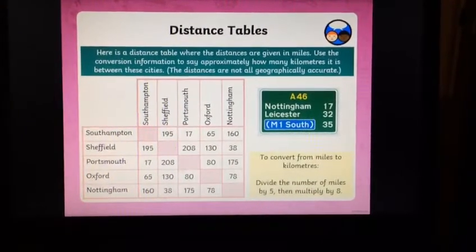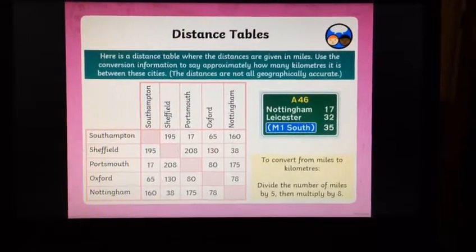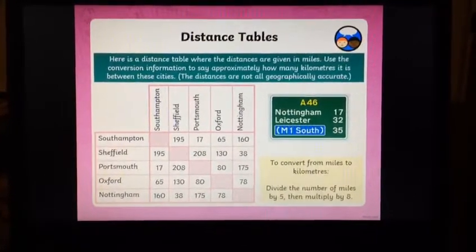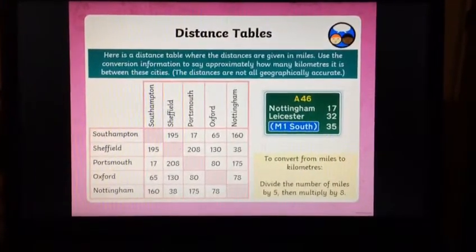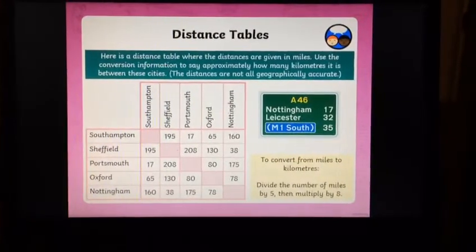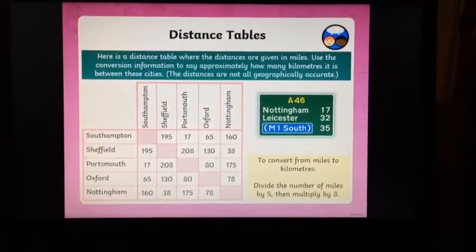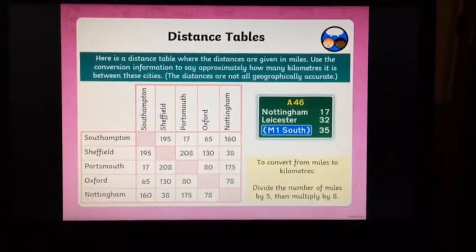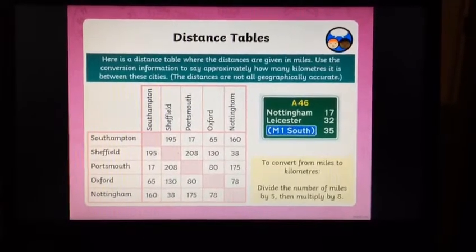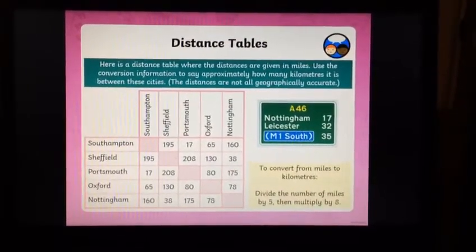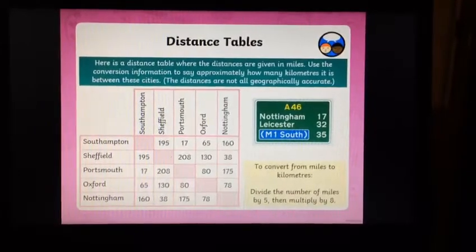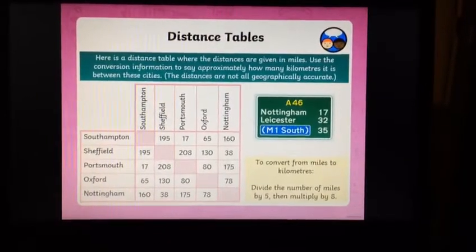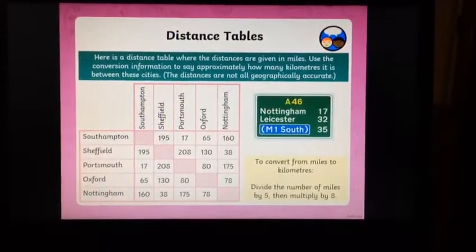So for a quick recap, if we look at the distance between Portsmouth and Oxford, we can see it is 80 miles. To get that to kilometres, first of all, I need to divide 80 by 5, which is 16, and then multiply that by 8, which gets me to 128. So in my redrawn table, the distance between Portsmouth and Oxford would be 128.